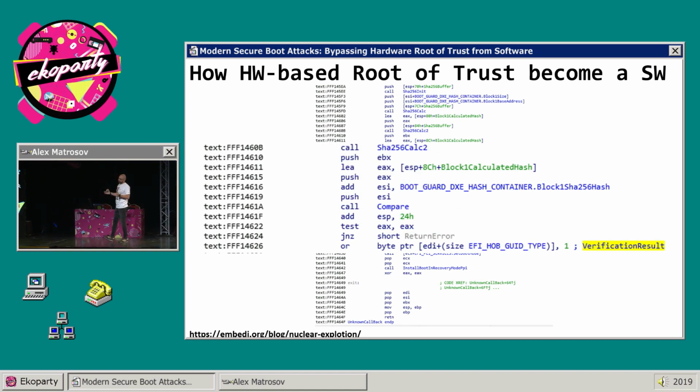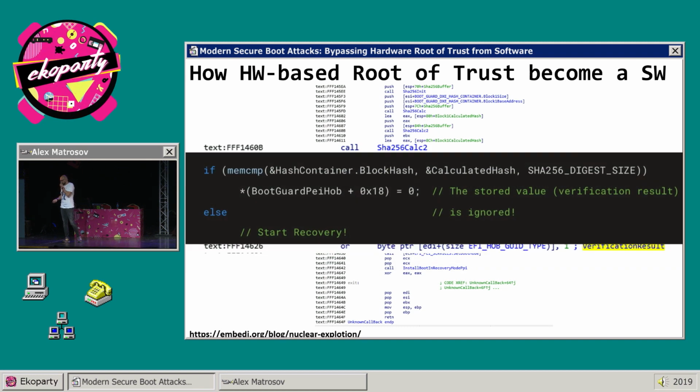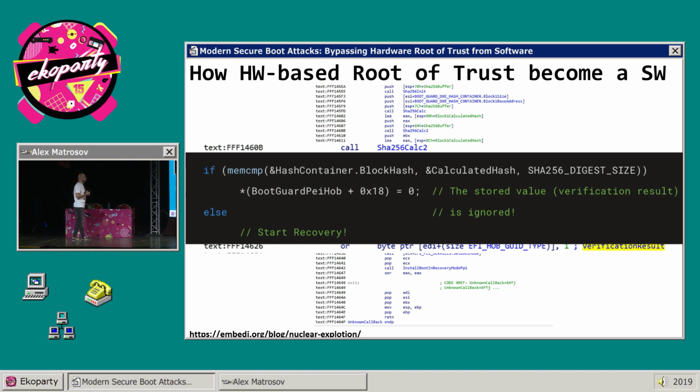The hash is SHA-256, so it's not brute-forceable. But we can change this hash. Then, when verification happens, it will be verified against our hash. For that, we need a vulnerability inside SMM. So I was thinking, okay, what else? But for recovery, specifically on NUC systems, it just ignores this cache and starts the recovery.